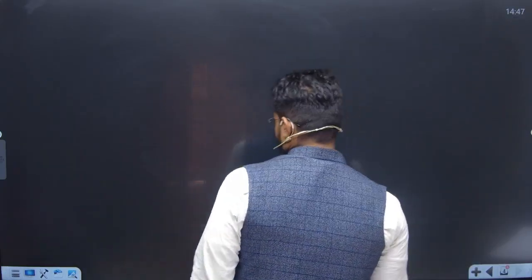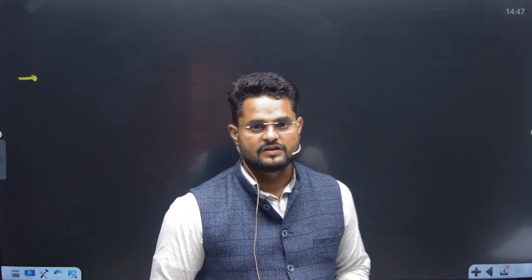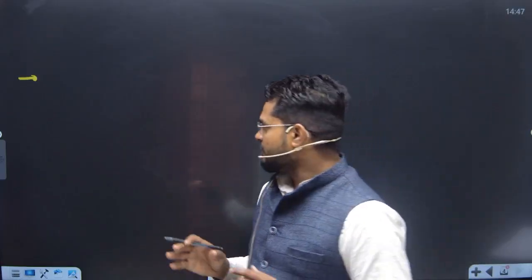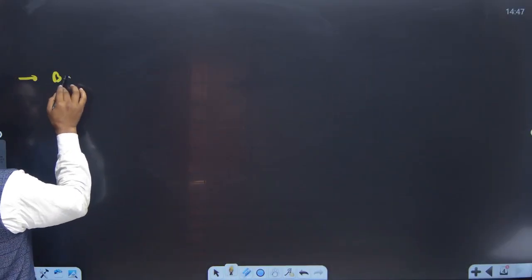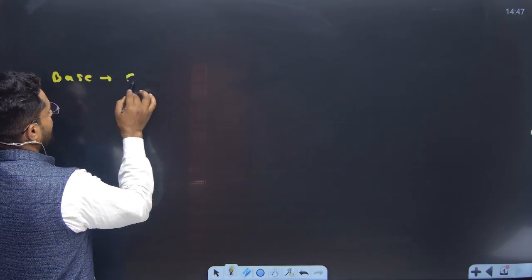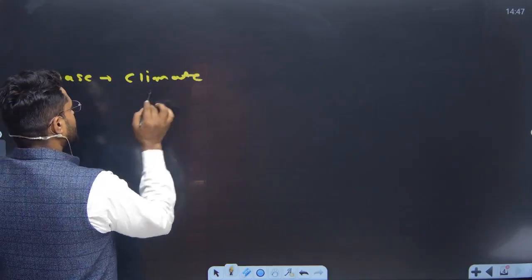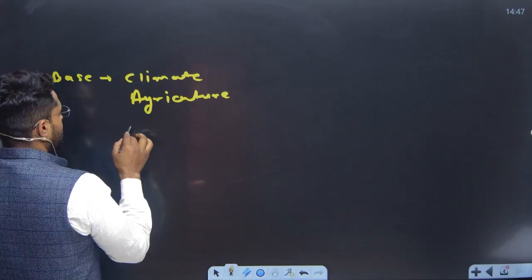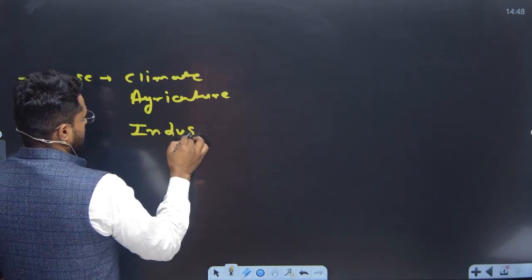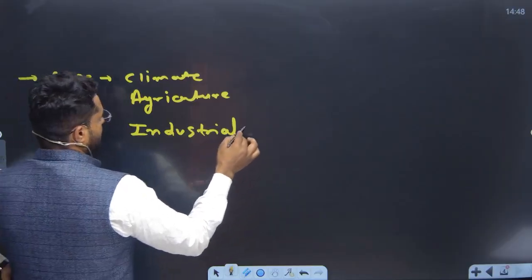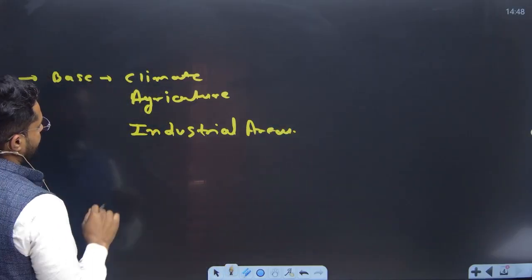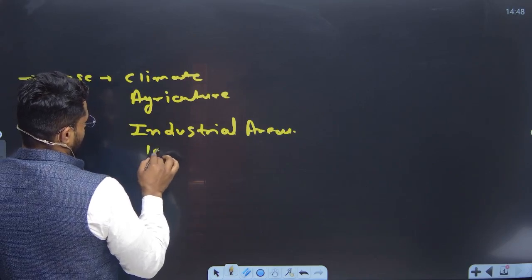Dear student, in this book, according to Professor V.C. Misra, Rajasthan is divided into 7 physical regions on the basis of climate, agriculture, industrial area, and land part.